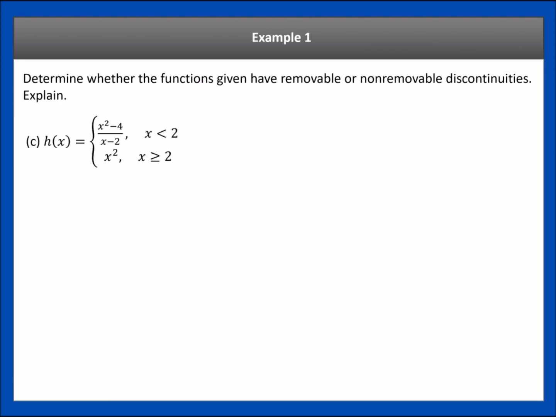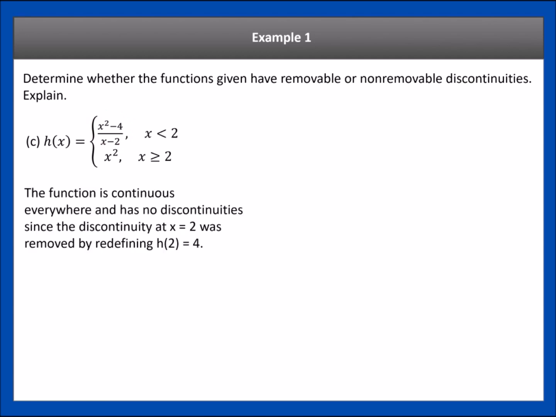All right, so if I look at the third sub-example, for example 1, we have a piecewise function. Is it continuous? Well, we have to look to see if the hole is filled. We know that this was the function we looked at earlier, and there was a hole at x equals 2, right? So this actually is continuous everywhere because normally it would have a discontinuity at x equals 2. However, that was removed by redefining h of 2 as 4.